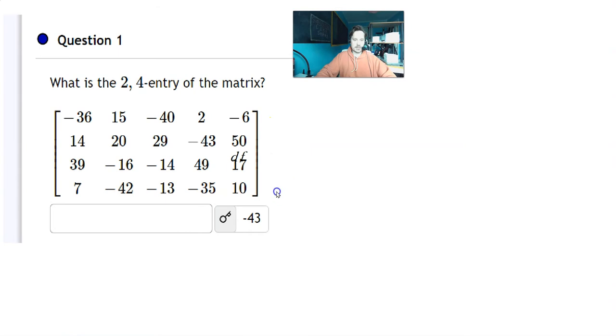So here's a question. What is the 2-4 entry of this matrix as you see it? So here's what you would have. When you say 2-4 entry, what do we mean? We mean the following: we have row 2 and then column 4.